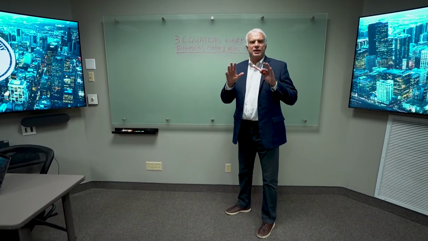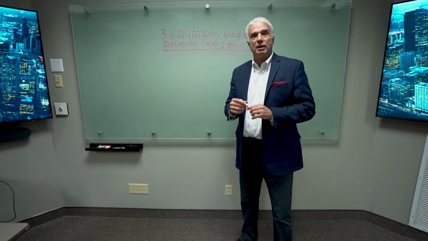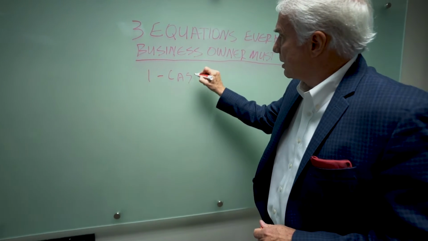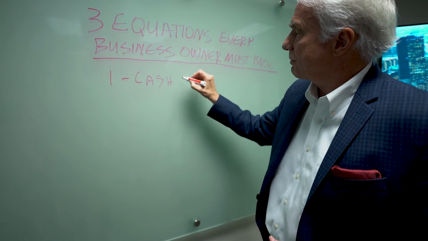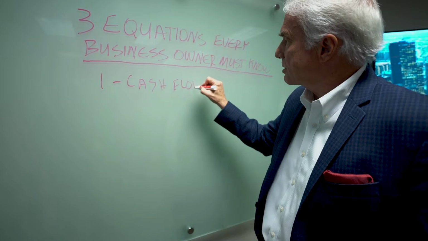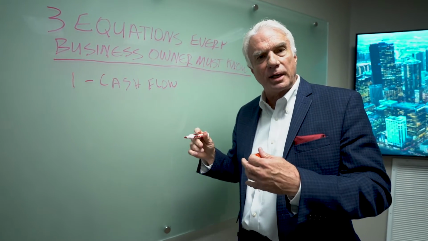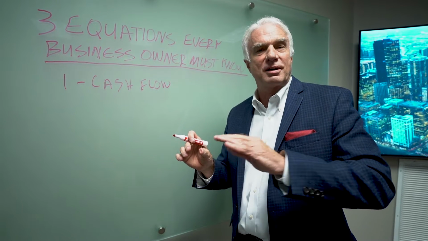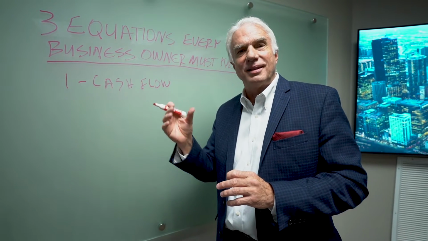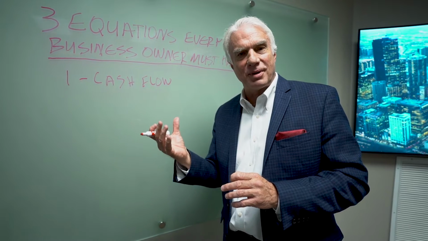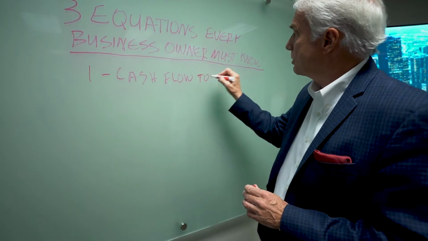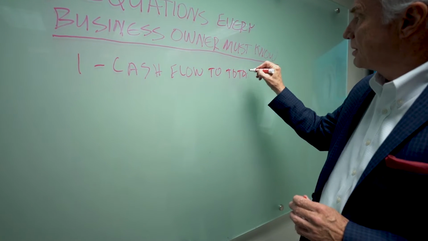The first equation we want to look at is what we call the cash flow. That means your total cash flow that you're receiving from the business. Now, that's not necessarily the total revenue. We want to look at what's coming in the bottom line. And by cash flow, I don't necessarily mean net profit. I mean the cash that's coming into that business. And sometimes that could include the owner's salary. But cash flow to total investment.